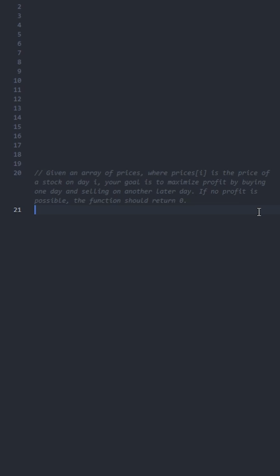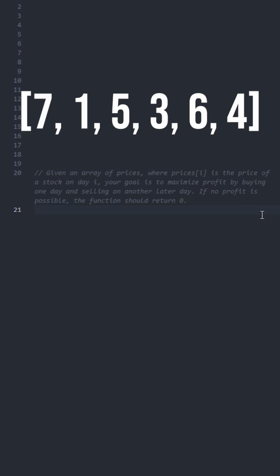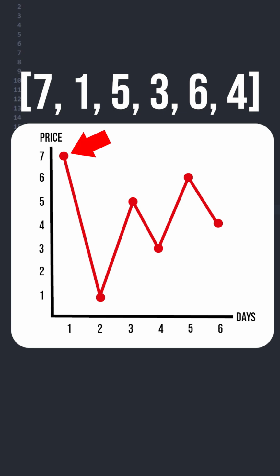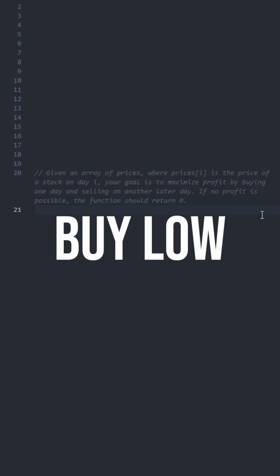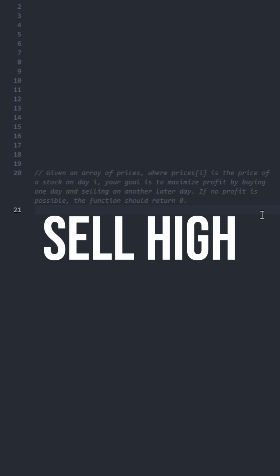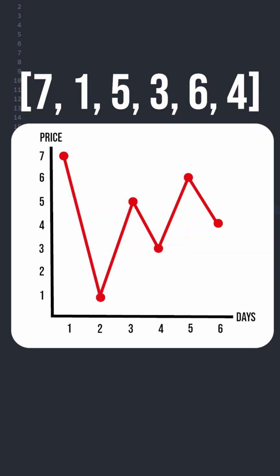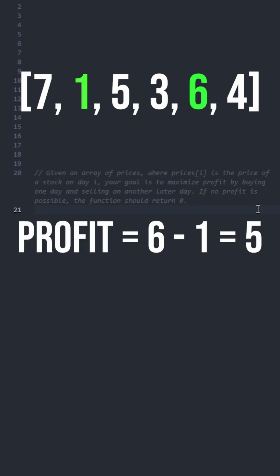First, let's break this down. Imagine the stock prices are represented in this array. If you visualize it like a stock chart, it shows the ups and downs of the prices. To maximize profit, you want to buy at the lowest price and sell at the highest price after that. For example, in this array, the lowest price is 1 on day 2. The best time to sell after buying at 1 is on day 5 for the price 6. This gives us a profit of 6 minus 1 equals 5.